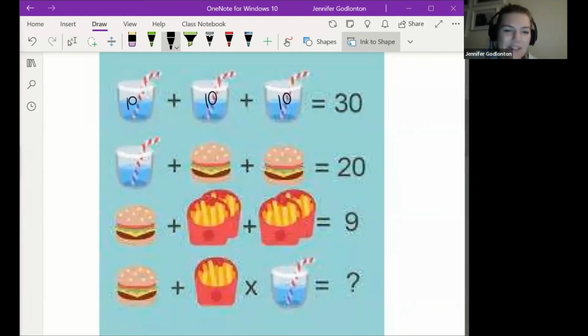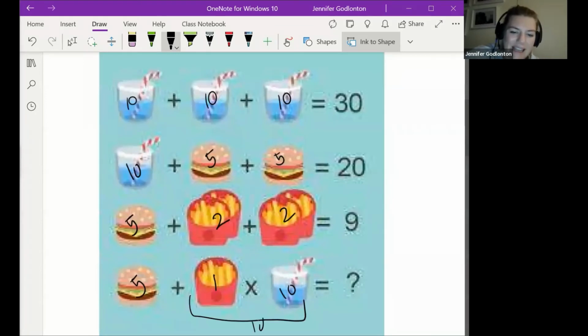These are each 10. 10 plus 10 plus 10 is 30. So that's 10, that's 10, which means that my burgers must each be 5. So 5 and 5, which means these chips are 2 and 2. So that chip is 1. 1 times 10 is 10. 10 plus 5 is 15.